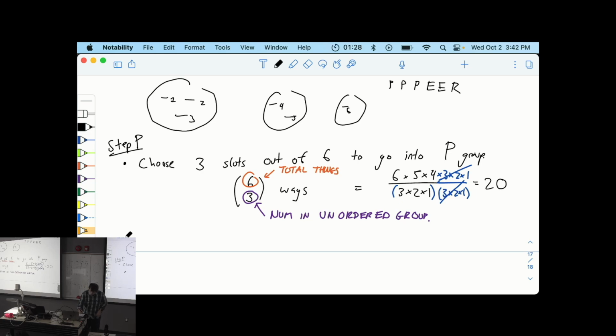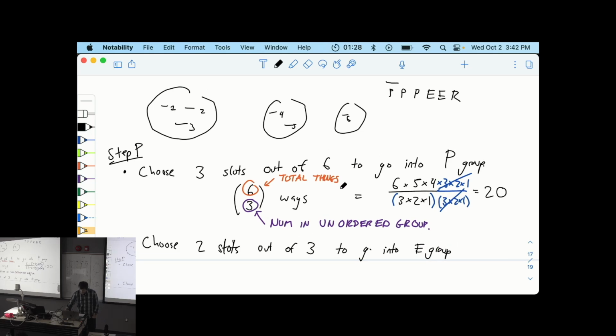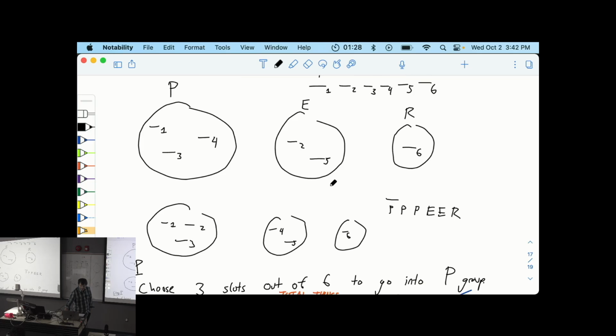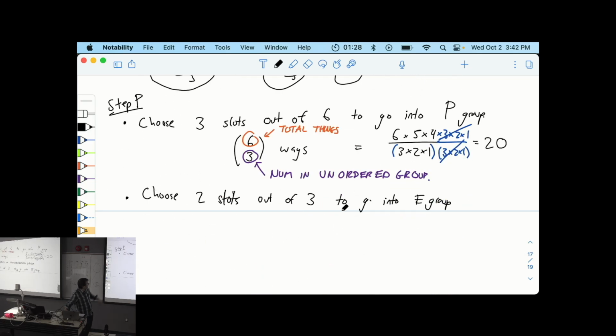And the next thing I got to do, I got to fill up the E's. So I'm going to choose 2 slots out of 3 to go into the E group. Right? So the E's need 2 slots because there's 2 E's. So which ones are they going to get? Well, we don't know, but how many ways are there? Well, there's 3 slots. 2 of them are going to be E's, so it's 3 choose 2. 3 choose 2, by the way, equals 3 times 2 divided by 2 times 1 is 3. So there's 3 ways to choose where the E's go. Once the P's are down, there's only 3 ways left to choose where the E's go.